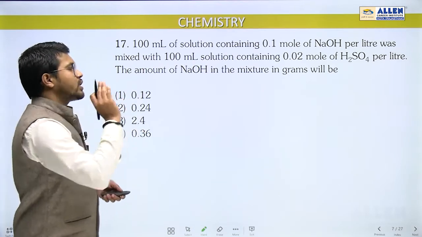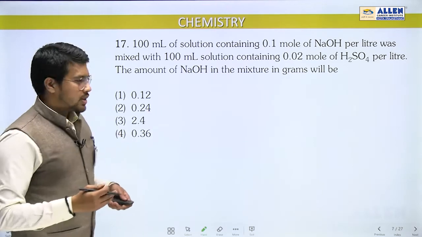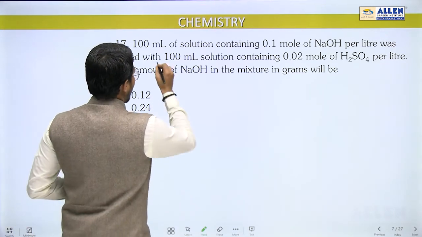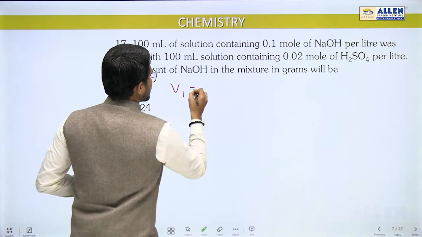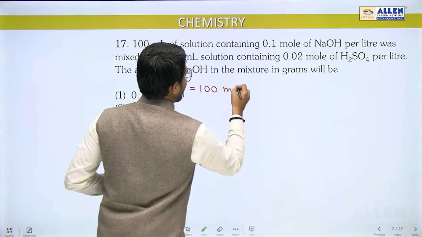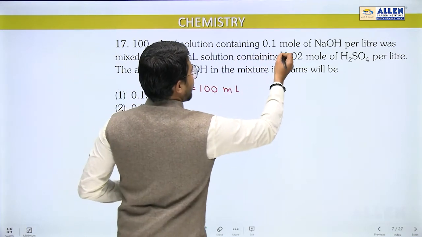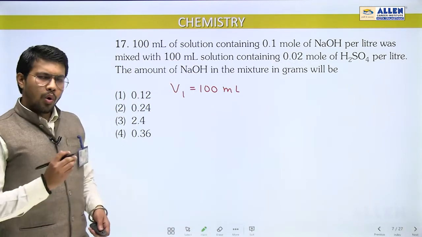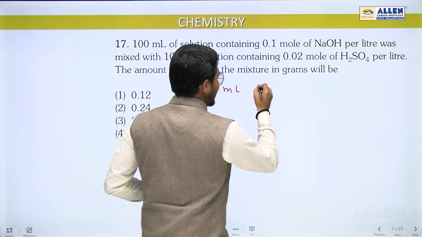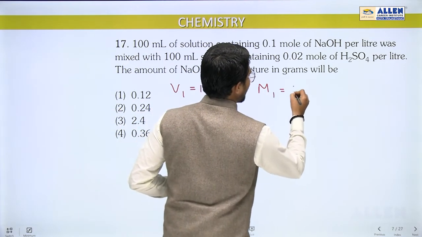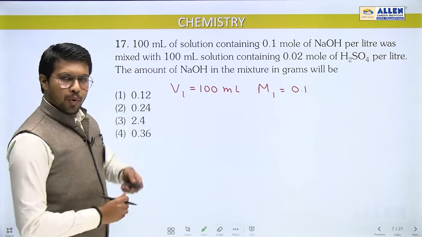We'll solve this question through the concept of equivalents. First of all, we'll write what is given to us. 100 ml of solution containing 0.1 mole of NaOH, that means V1 equals 100 ml. Next, the question says 0.1 mole of NaOH per liter. This is actually molarity, so M1 equals 0.1 moles per liter.